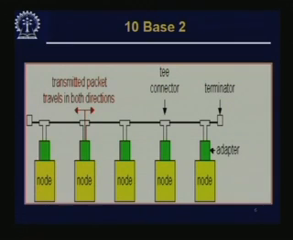You have this thin cable. This is the thin coaxial cable, which has a terminator on both ends, and these nodes should be connected using T connectors over here, and this is, let us say, the network adapter. And when a network adapter pushes some signal onto the cable, the transmitted packet travels in both directions.